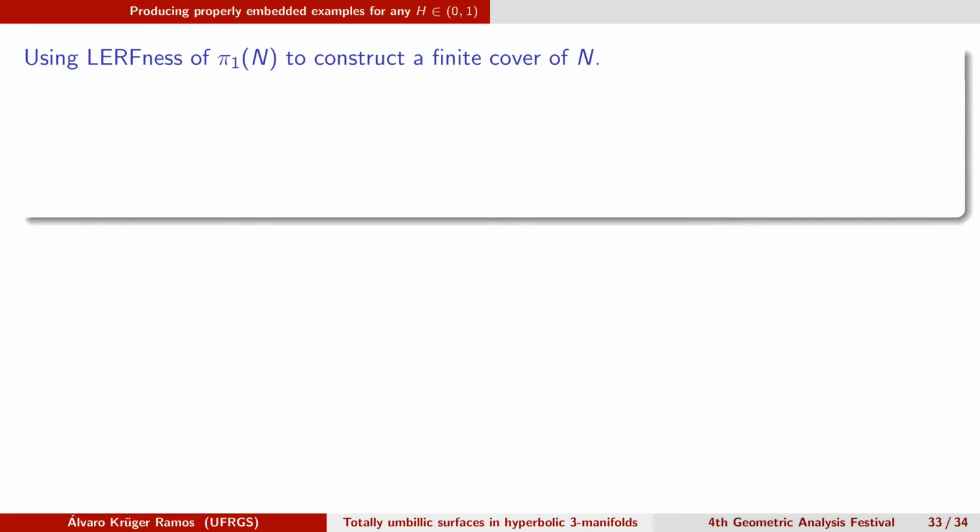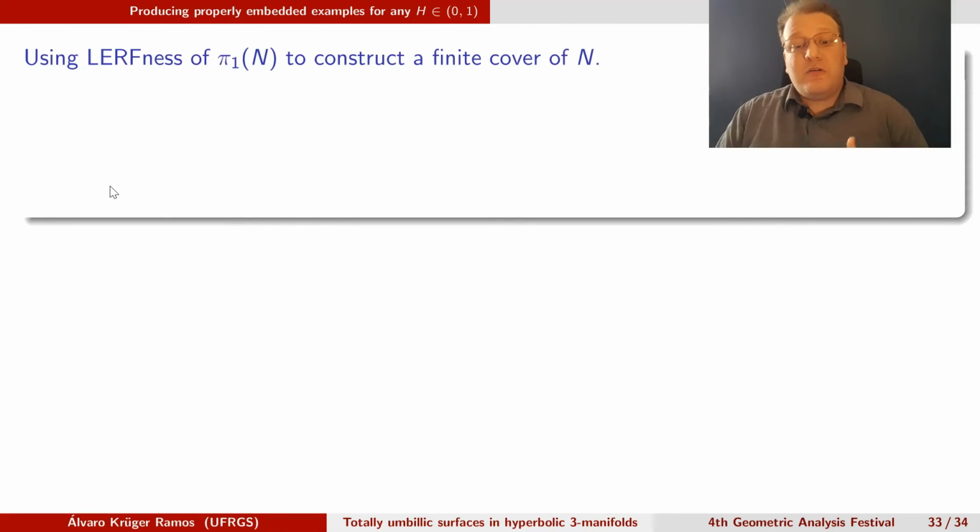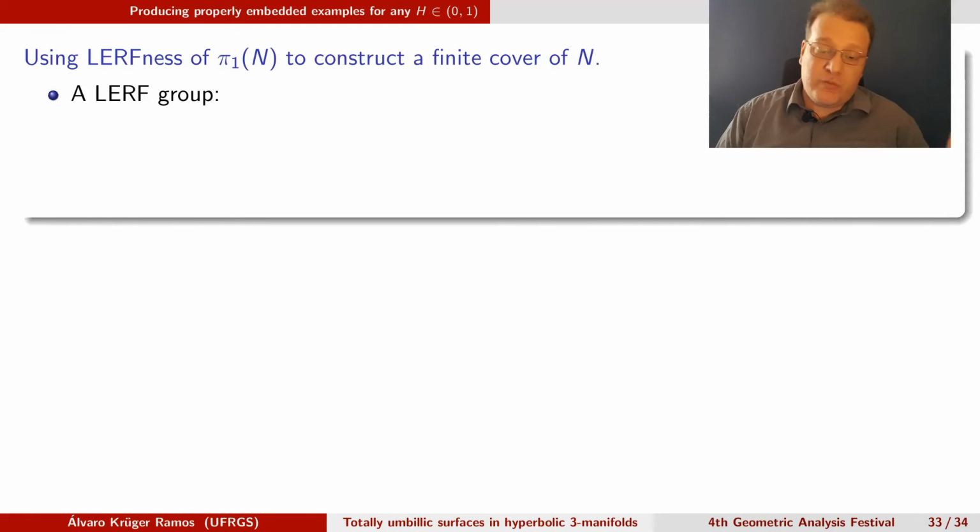I think I am overselling it, but this is really cool. I really had a lot of fun using LERFness. I love this word. I love this property, and it actually is useful. Okay, let me explain how we use LERFness. I think I am blabbering too much. How to use LERFness of pi 1 of N to construct a finite cover of N with the properties that we want. First, we need a LERF group, which is pi 1 of N.